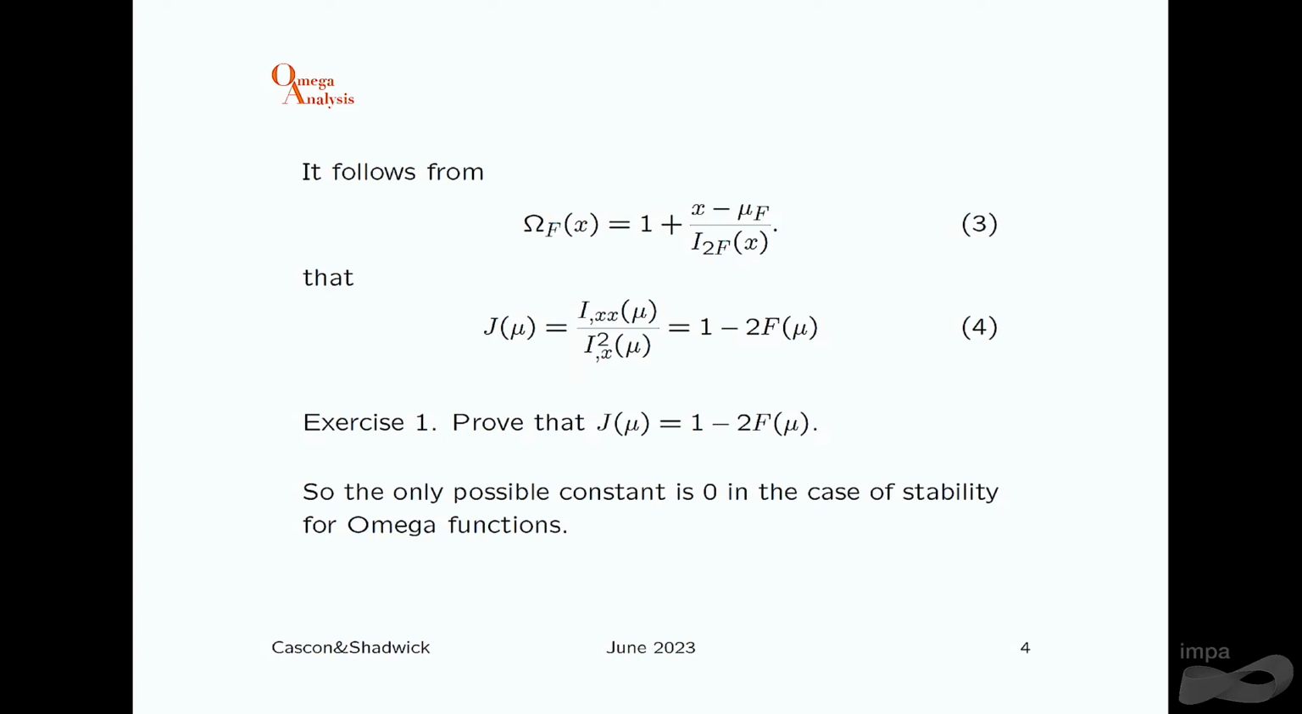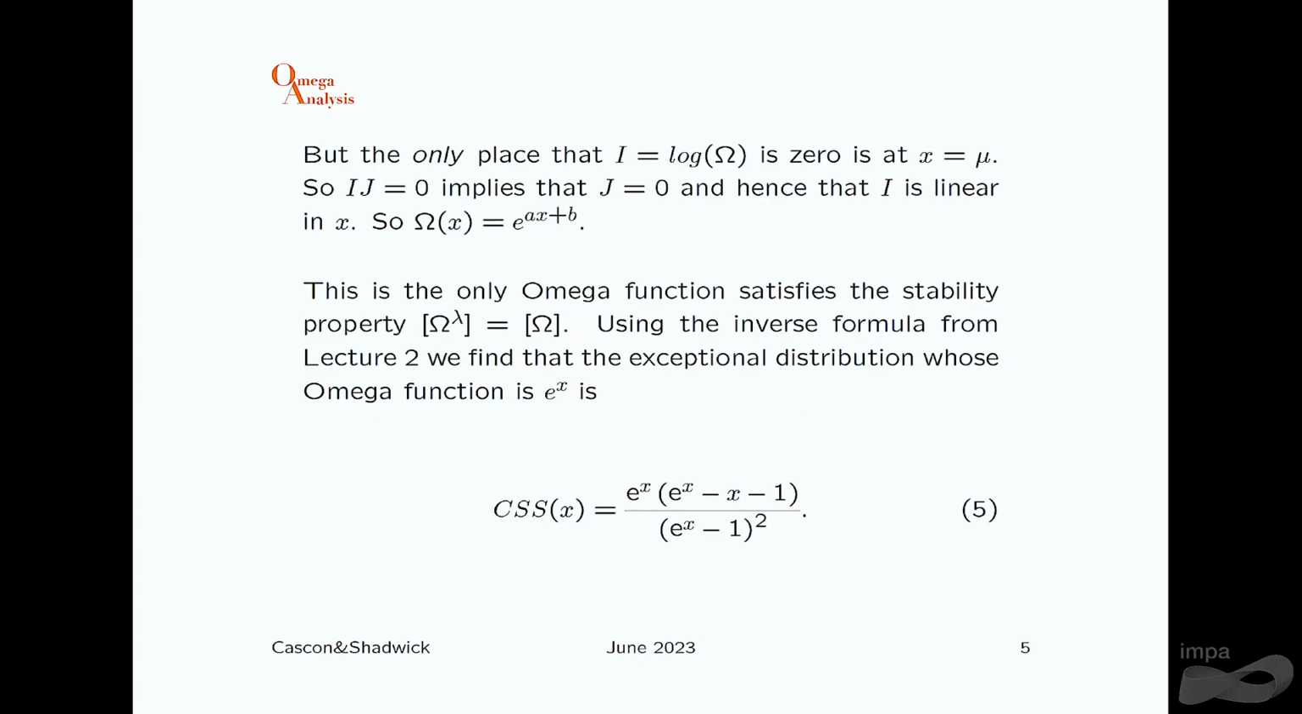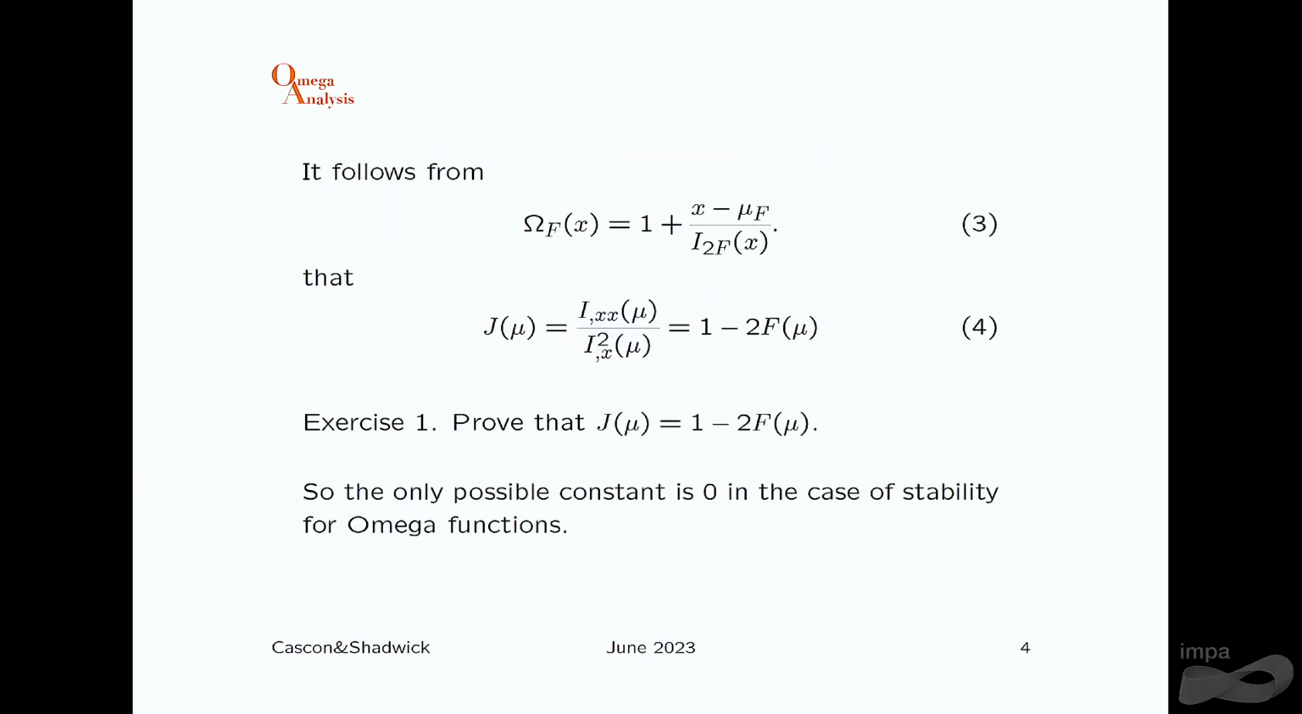And of course, 0 is possible. I_xx, comma, x-x is 0. That's not hard to imagine. But notice that if J is going to be constant, it has to be the same constant everywhere. 0 is the only choice. And that's telling us that the distribution f is symmetric. Its value at the mean is 1/2.